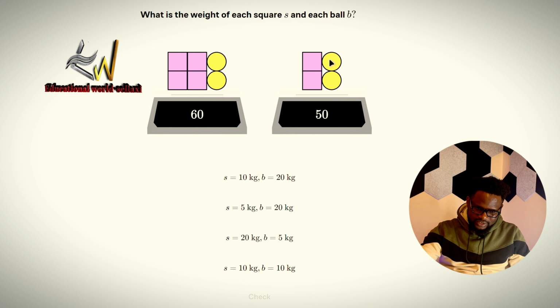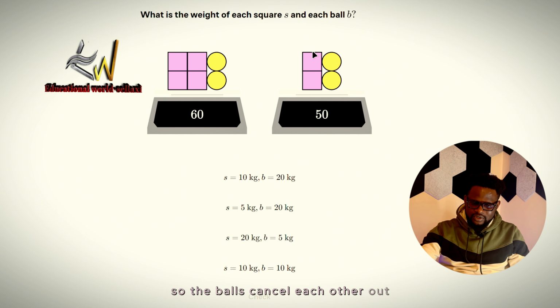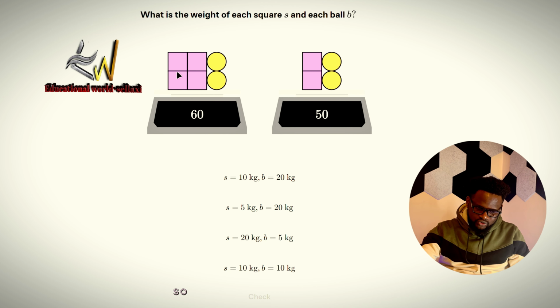Let's subtract the total weight here from here. We subtract 50 from 60, we have 10. So the balls cancel each other out, the squares take each other out. So what will be left here will be just 2 squares. So 2 squares left will just be what? 10 kg. If 2 squares is 10 kg, what happens to the value of 1 square? 1 square will be 5 kg.